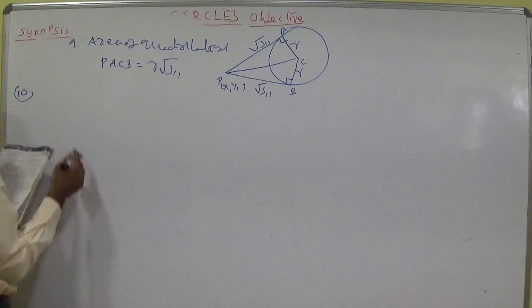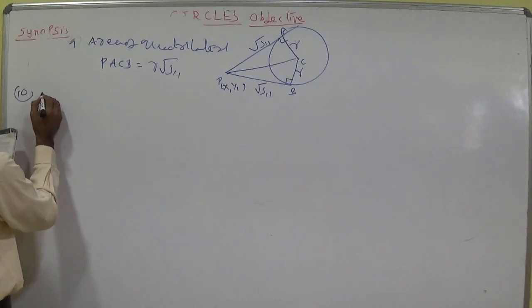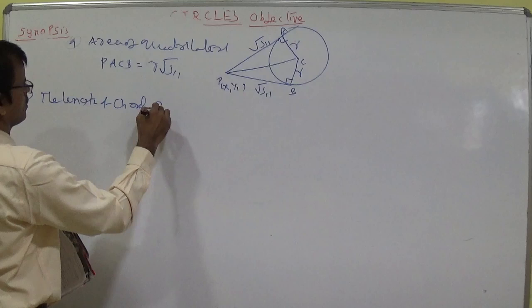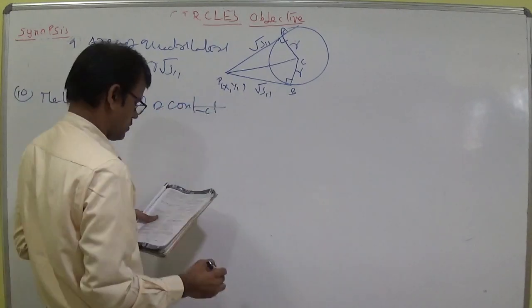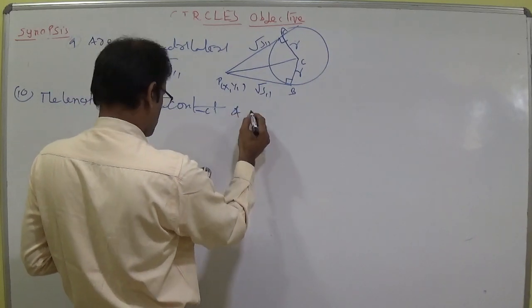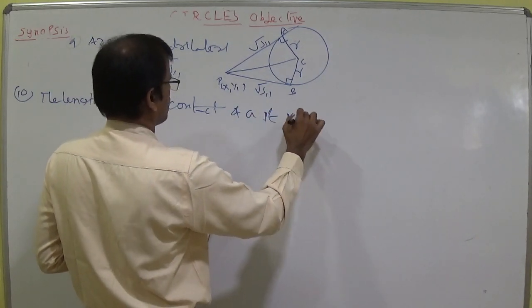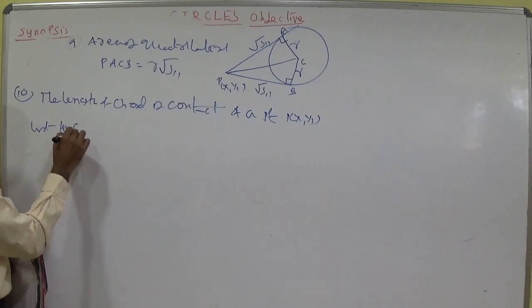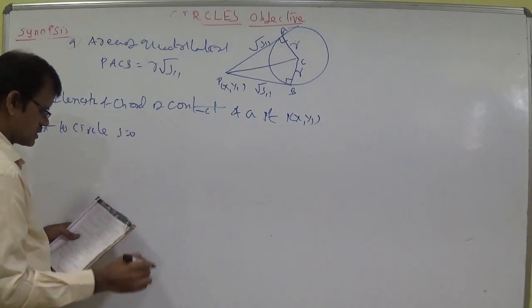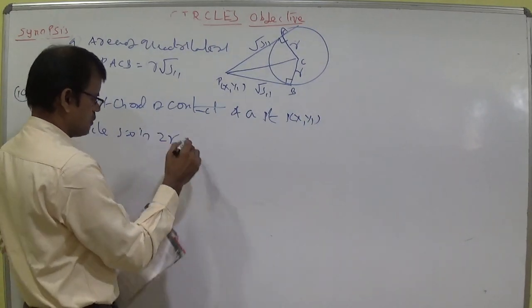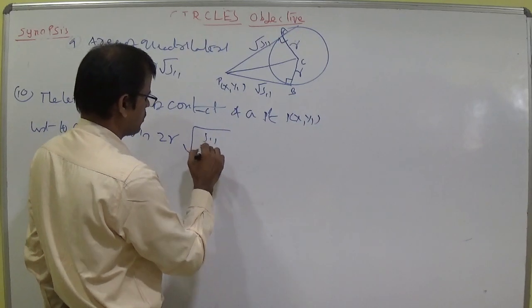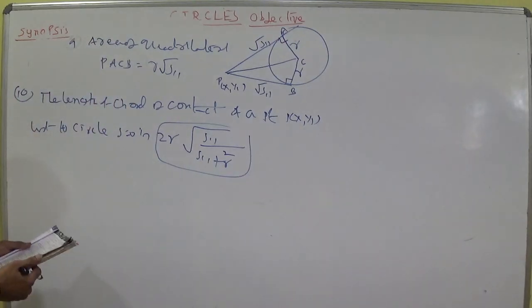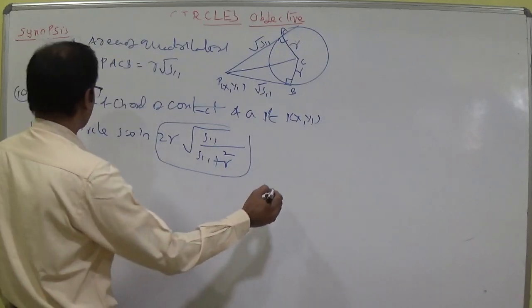Next, in the similar way, 10th formula, this is 9th formula. In the similar way, 10th formula, we can say that the length of chord of contact of a point P(x1, y1) with respect to circle S equal to 0 is 2r into root of S11 by S11 plus r square. 2r into root of S11 by S11 plus r square depends upon this one.